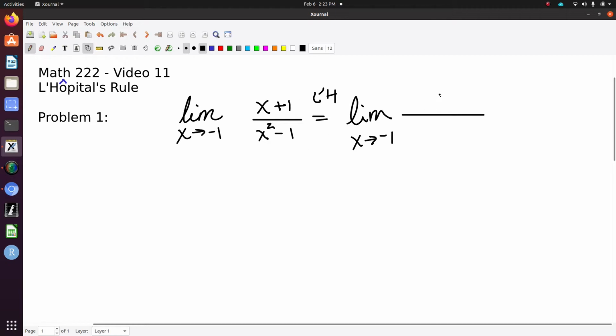that was 0 over 0, take the derivative of the top and the bottom, and then you end up with, okay, now you can just plug in that -1, and then you get -1/2. Okay, but what would have happened if we would have used the canceling trick?